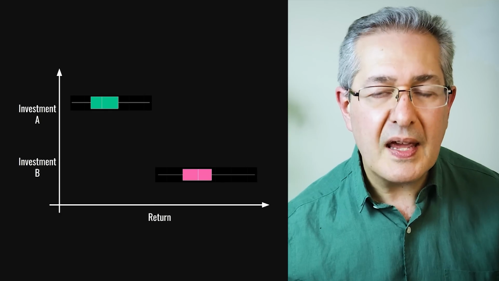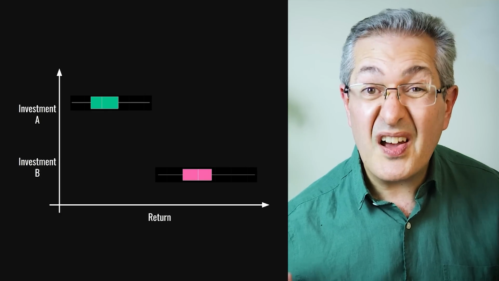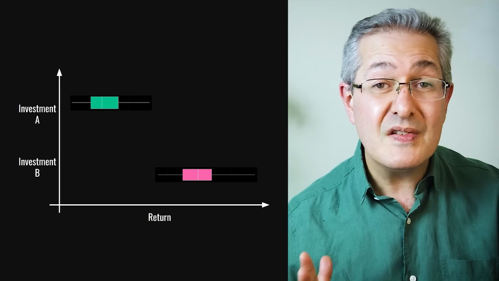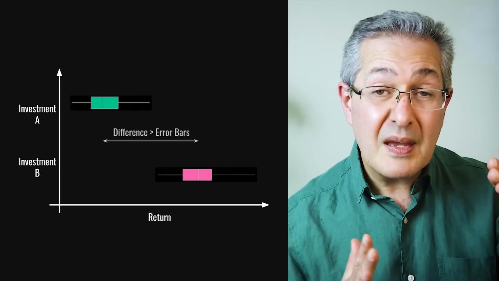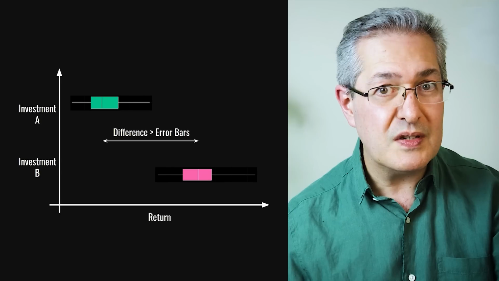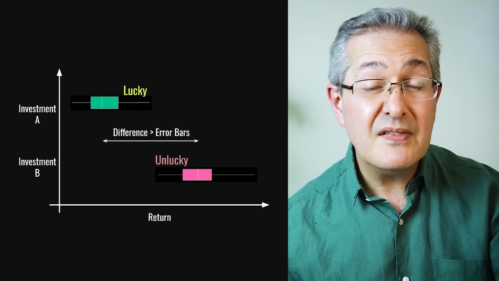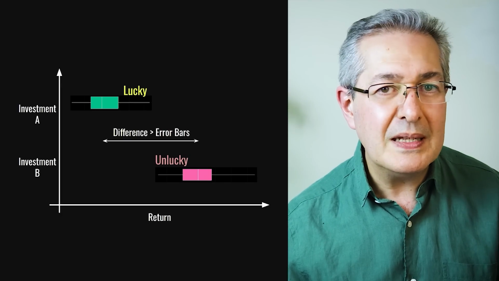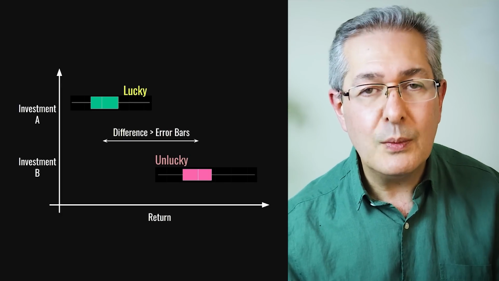So now let's consider that framework when we're comparing two funds, A and B. Now in this case, you can see that these two funds are significantly different. Why do I say that? Well, if we look at the medians of those two distributions, their separation is greater than the error bars for each of the individual distributions, such that even if you were really lucky with Fund A, your return would have still been lower than if you were unlucky with Fund B.